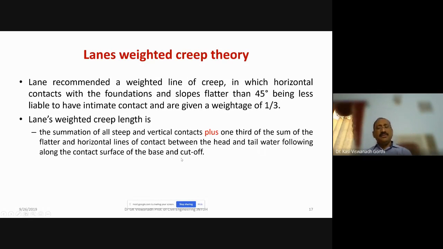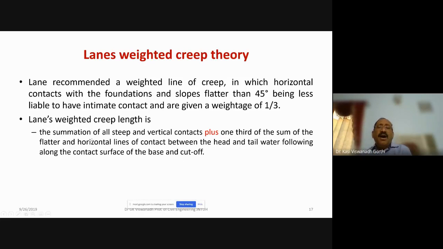So what he tried to say is that horizontal creep is different from vertical creep, and you cannot simply sum horizontal and vertical as proposed by Bligh. Second, you cannot go diagonally either; the square root of L1 square plus D1 square is also not correct. But he stated that there is a different weightage for each type of flow. When you have a horizontal flow and when you have a vertical flow, there is different weightage.